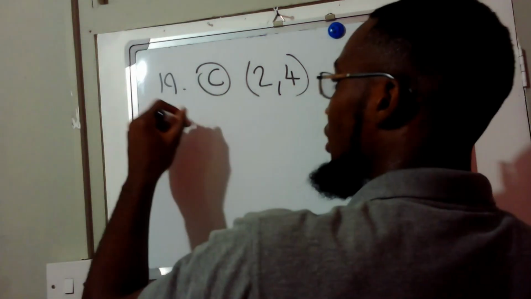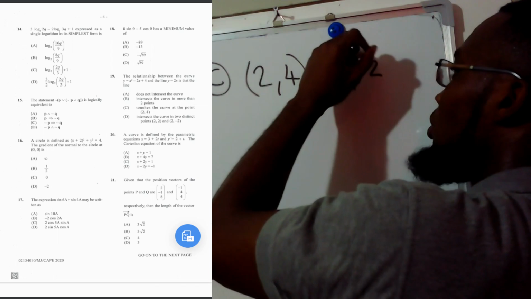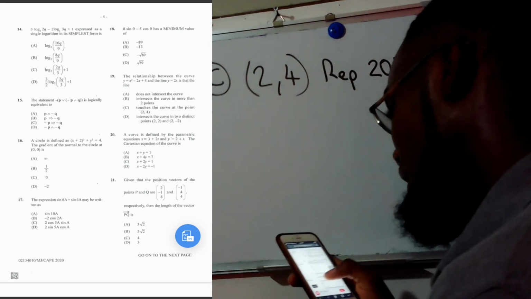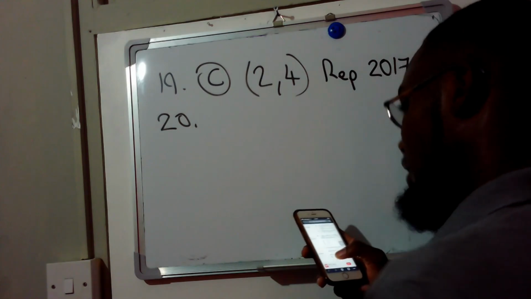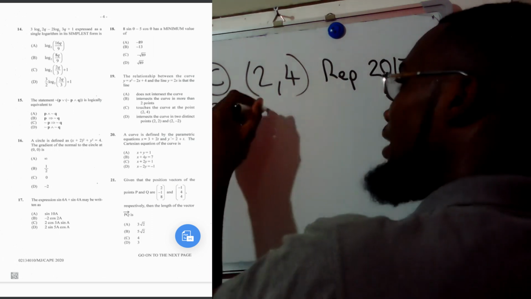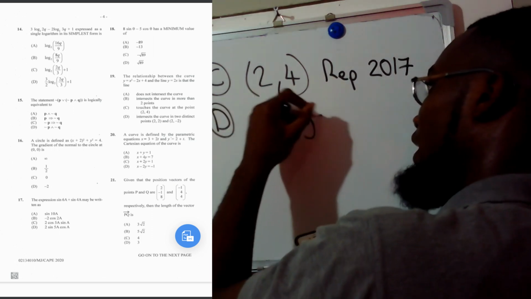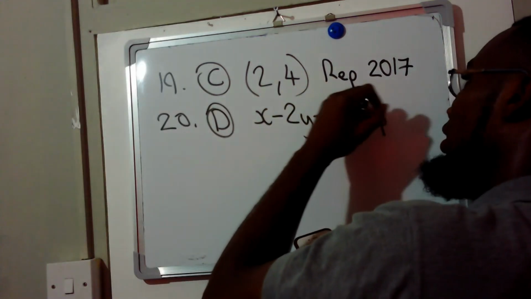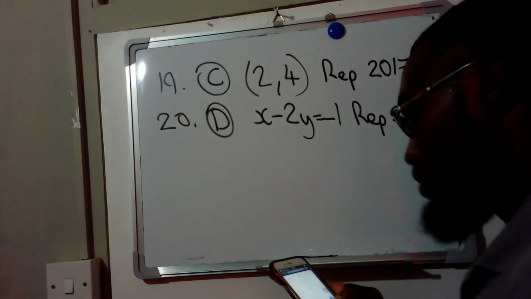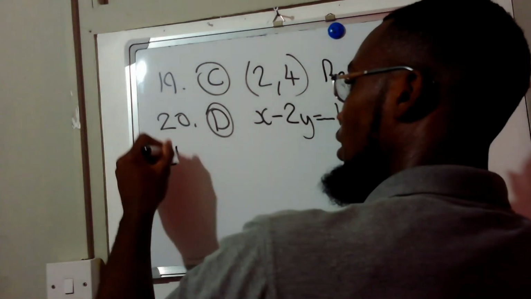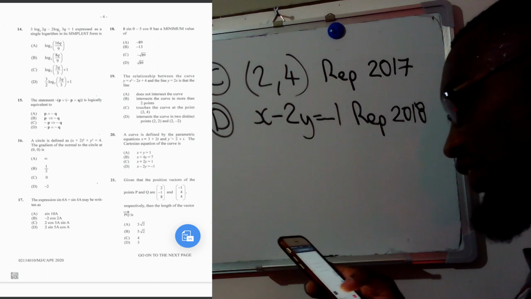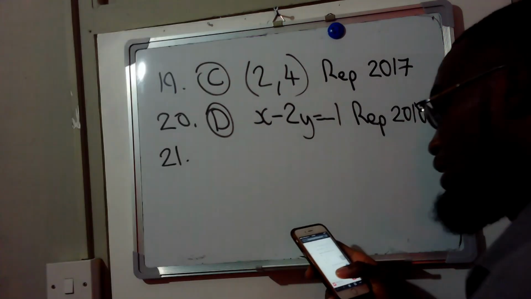Number 20, this was a repeat from 2017. Number 20 is another repeat. This is option D, and that's the one with x minus 2y equal negative 1. This is a repeat from, I think, 2018 or 2019, one of those two.